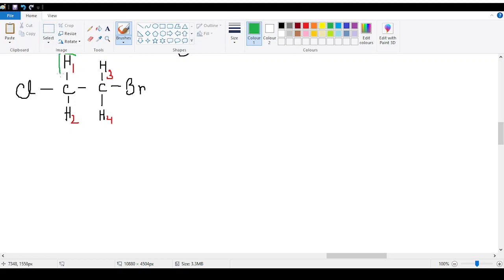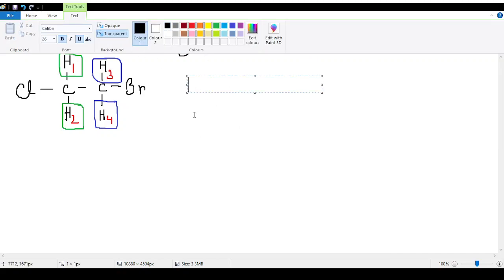I can say this, for instance, that hydrogen 1 and hydrogen 2 have the same chemical environment. Can I not say that? Yes. Actually, they have the same chemical environment because they're both joined to a carbon atom, which is joined to a Cl atom, and then CH2Br on the other side. On the other hand, I can also say that hydrogen 3 and hydrogen 4 have the same chemical environment. Do we understand?